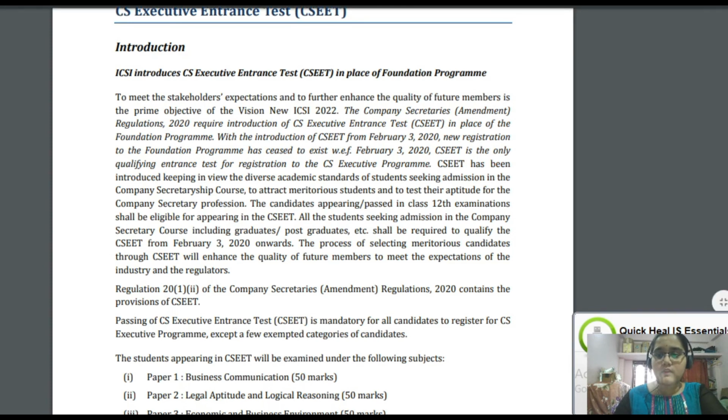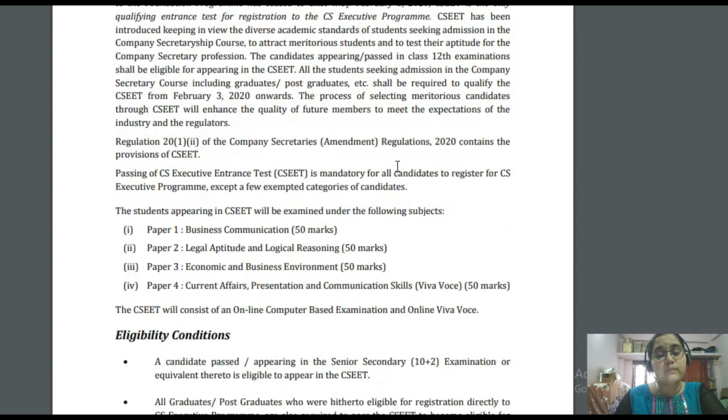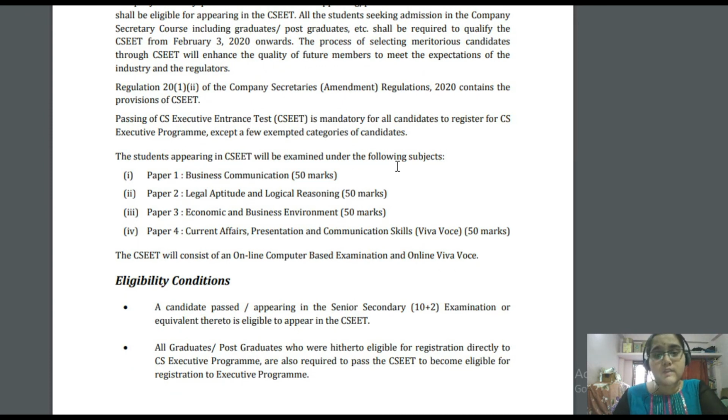Then, the institute till now didn't give any specific syllabus. Now it came up with the notification saying what the syllabus is, and even the prospectus covers it. So we are aware that the examination is of 4 papers, and it will be conducted in an online mode, a computer based examination. It is of 200 marks, right? So let us see what the syllabus is.